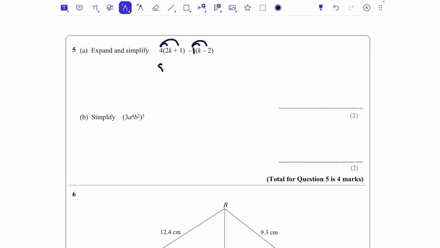So when I expand this here, I've got 8k add 4, because I'm doing 4 lots of 2k and 4 lots of 1, minus k, but this should be an add 2, because I'm subtracting that minus 2, and taking away minus 2 is going to add 2. So overall here, 8k, take away k, that gives me 7k, and then I've got positive 4, add 2, which is positive 6.